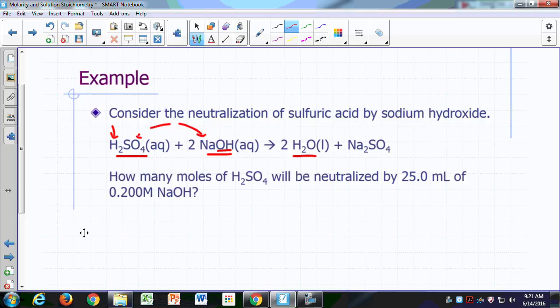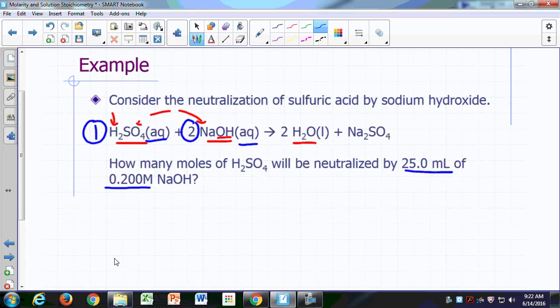If you look at the coefficients in this balanced equation, you have a 2:1 ratio for sodium hydroxide and sulfuric acid. Now, typically you would carry out this reaction in solution, so notice this is an aqueous solution. How many moles of sulfuric acid will be neutralized if you were to use up 25 milliliters of 0.2 molar sodium hydroxide?